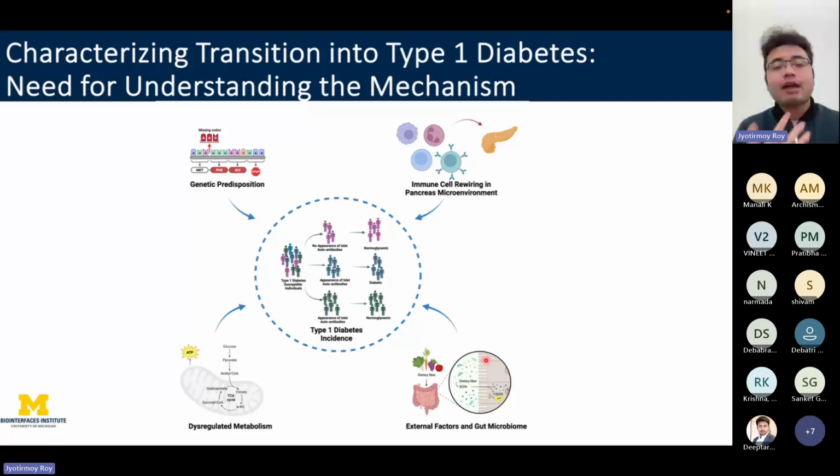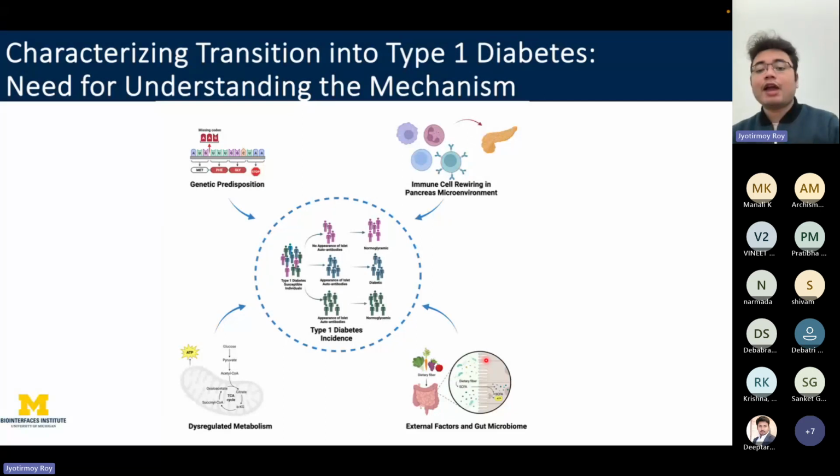The second thing is, even if you have the genetic mutation, you will not always progress to type 1 diabetes. Some of them remain normoglycemic. So what are the other factors which play a role in this progression to type 1 diabetes versus remaining in the healthy state? Those can be classified into the broad umbrella of three categories. One is the immune cell rewiring in the pancreas microenvironment, how the immune cells are changing their phenotype and proceeding towards a more inflammatory or anti-inflammatory state. Their metabolism has also been shown to have a significant effect on progression versus non-progression.